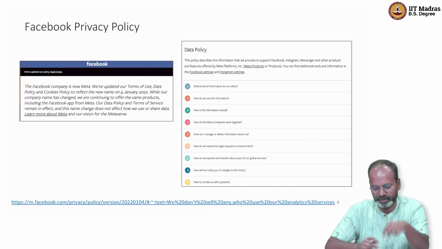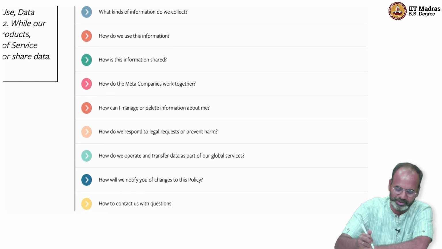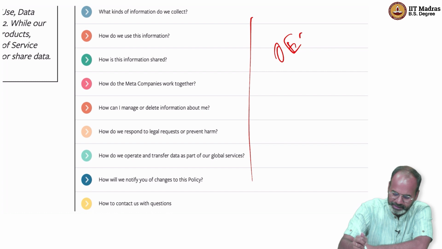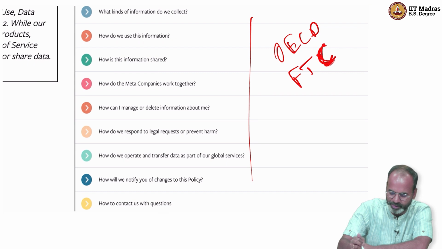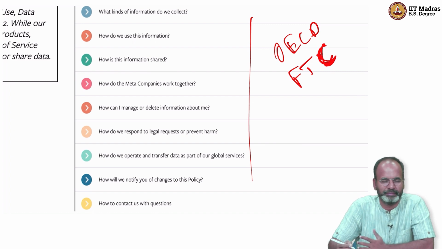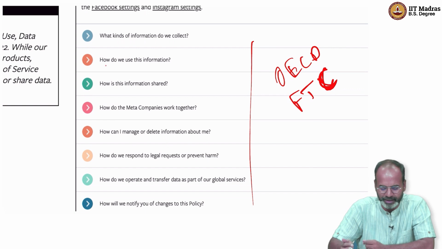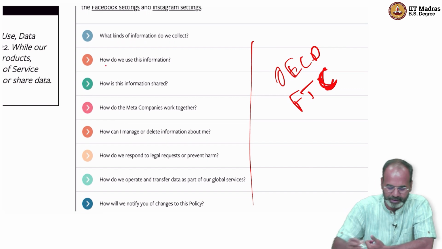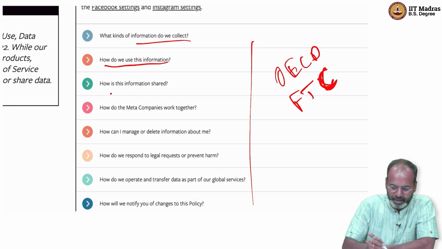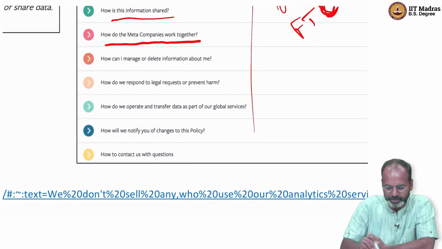But for now, the Facebook privacy policy is like, what kinds of information do we collect? I think because of the OECD, which is an organization in Europe, and the FTC, which is an organization in the US, whose primary goal is to look at customer privacy and customer protection, all of that, these privacy policies are very, very systematically done. What kind of information do we collect? How do we use this information? How is the information shared? How do the Meta companies work together?